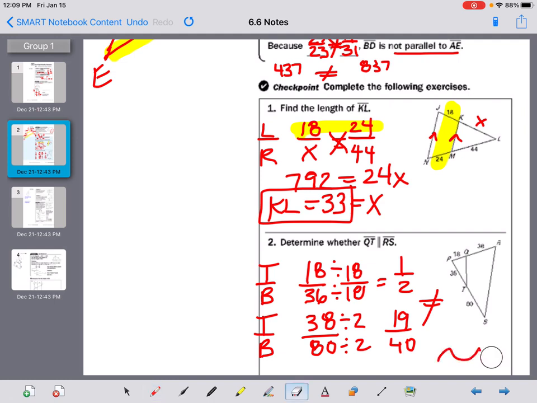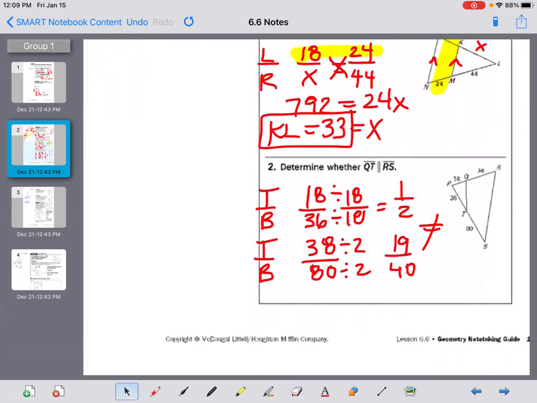So what am I trying to say here? Not similar. Of course they're not similar. But what I really want to write is that my sides, QT and RS, notice I put the parallel sign and I'm going to cross it off. They're not parallel because my ratios are not the same.